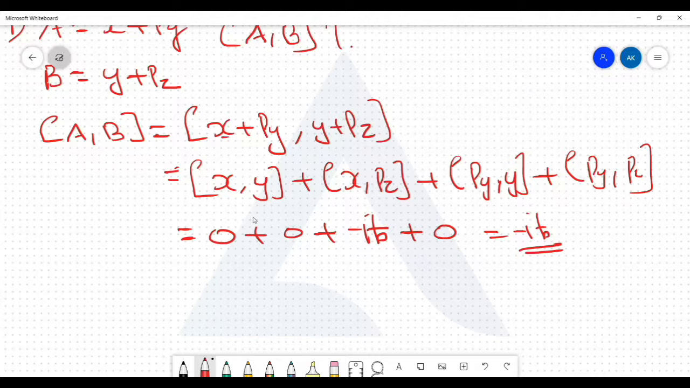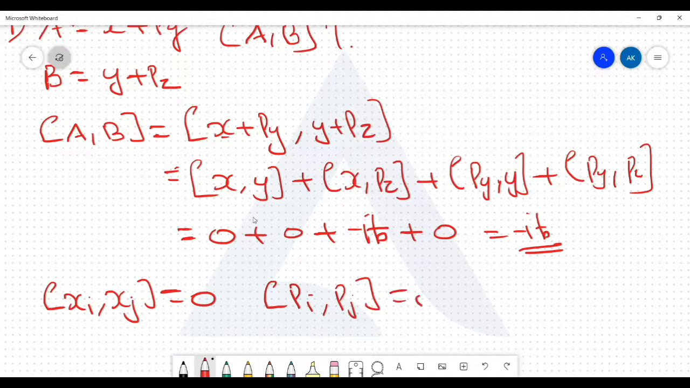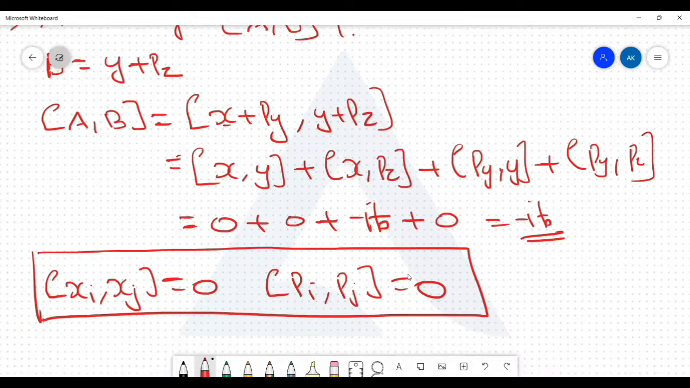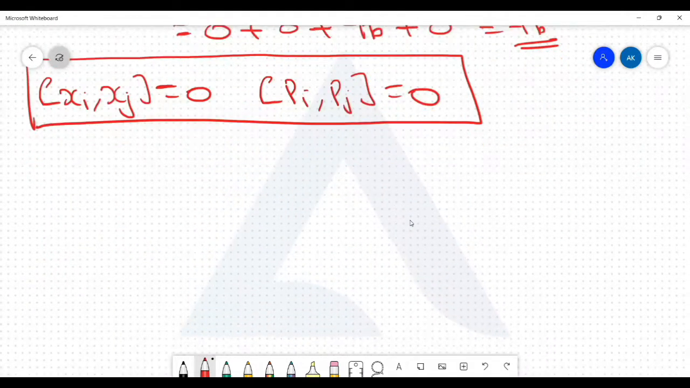Okay, so keep in mind [xi, xj] is 0. Similarly, [pi, pj] equal to 0. Two position operators and two momentum operators will commute. Okay, i and j are just 1 or 2, no problem. There are two positions, that's it.